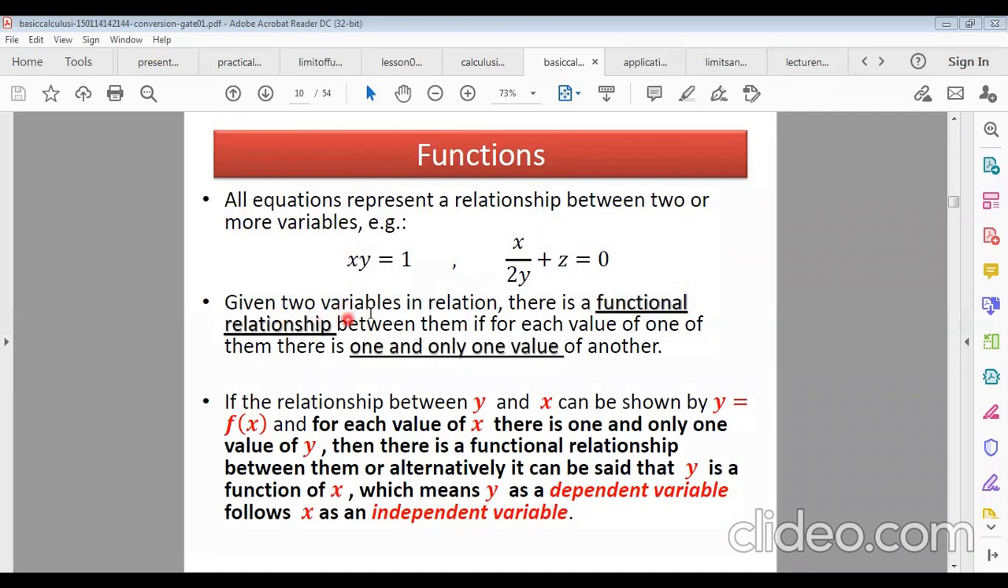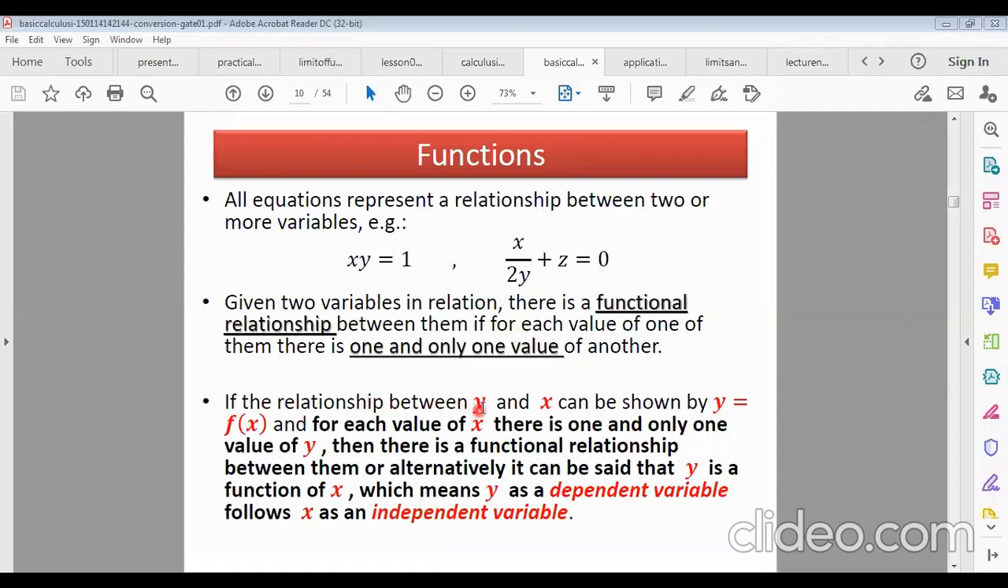Given two variables in relation, there is a functional relationship between them if for each value of one of them there is one and only one value of the other. That means for every input we'll get another output. The independent variable will give input and the dependent variable will give output. So actually this input and output relationship is called a function.